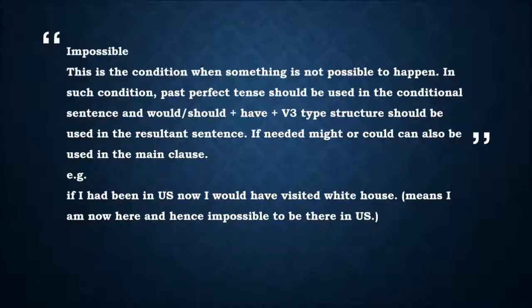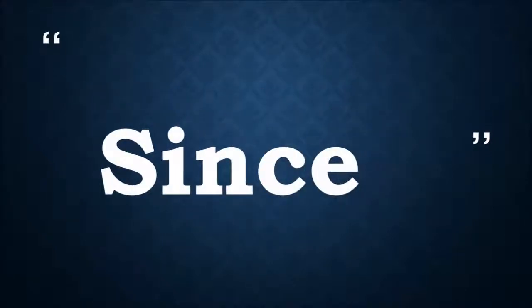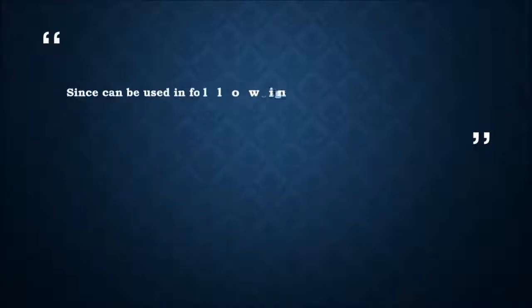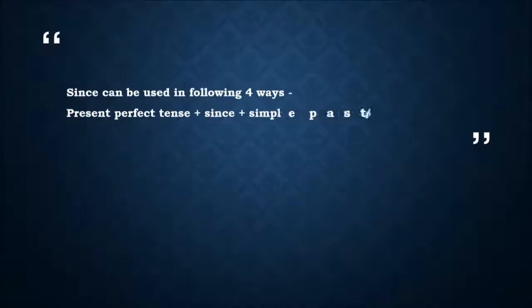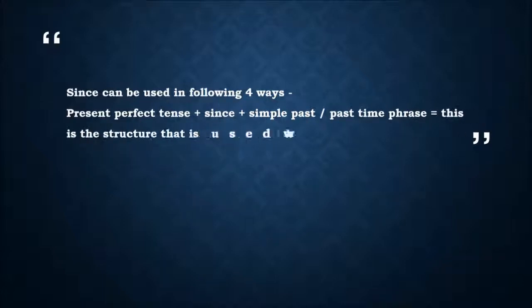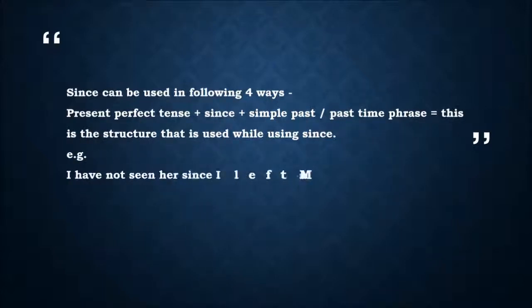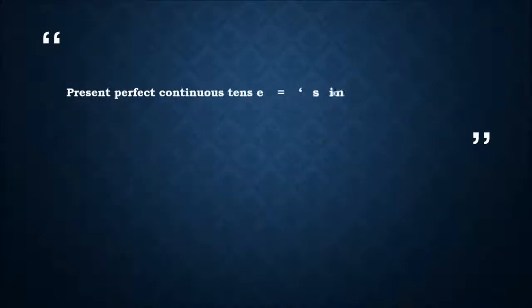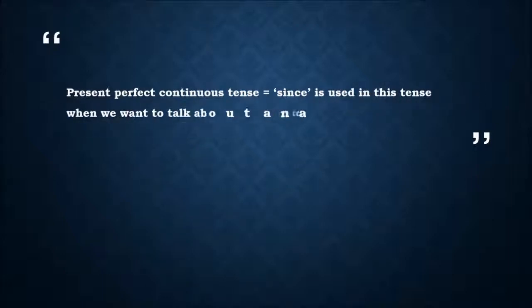Since can be used in the following four ways. A. Present perfect tense plus since plus simple past / past time phrase. This is the structure that is used while using since. E.g. I have not seen her since I left Mumbai. B. Present perfect continuous tense plus since is used in this tense when we want to talk about an action that started in the past and is still going on, that is, an action going on for a duration of time. E.g. I have been running the classes since 20th May 2003.